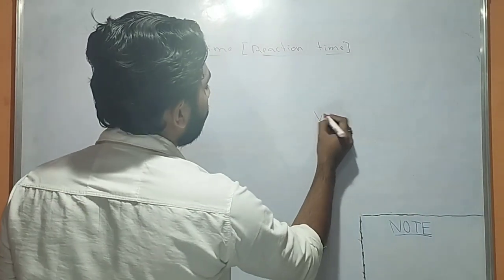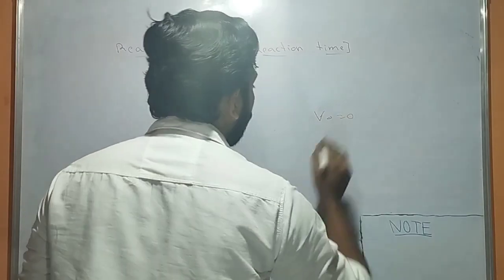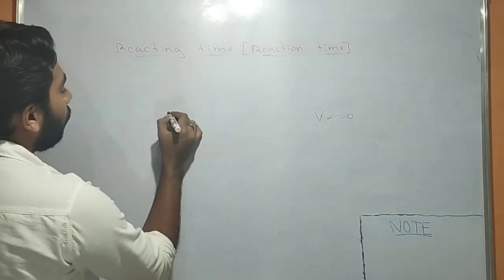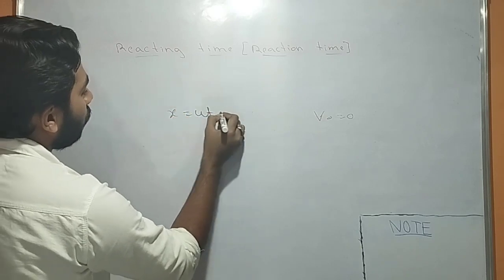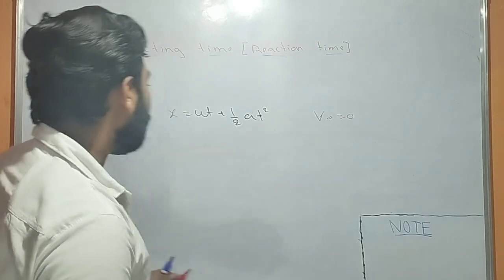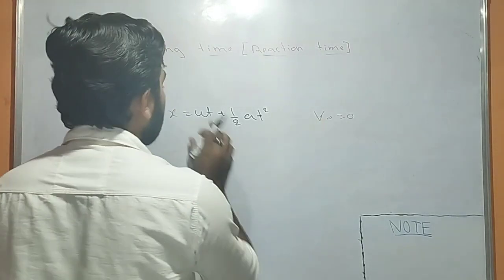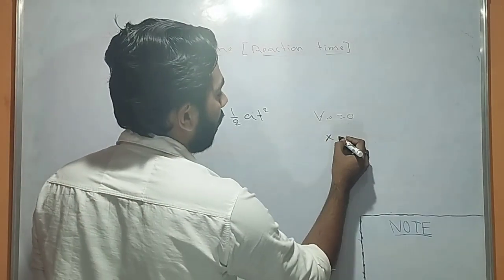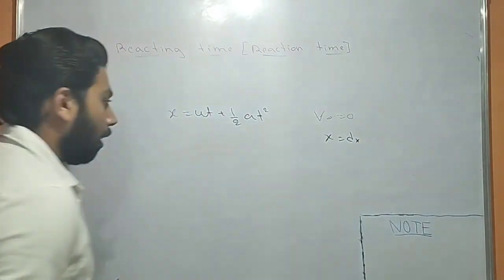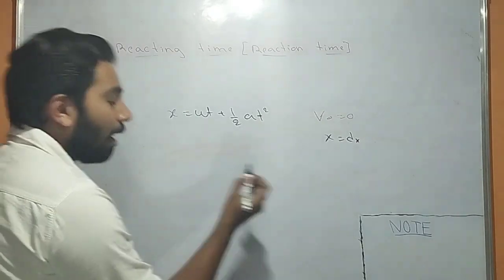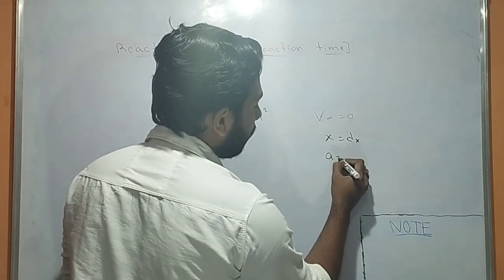So what you can write, initial velocity is equal to 0. Now we have a formula for acceleration, which is x is equal to ut plus half at square. Beautiful. So now initial velocity is 0. This x is distance, we can write x distance as d of x. Now just substitute these values in this.